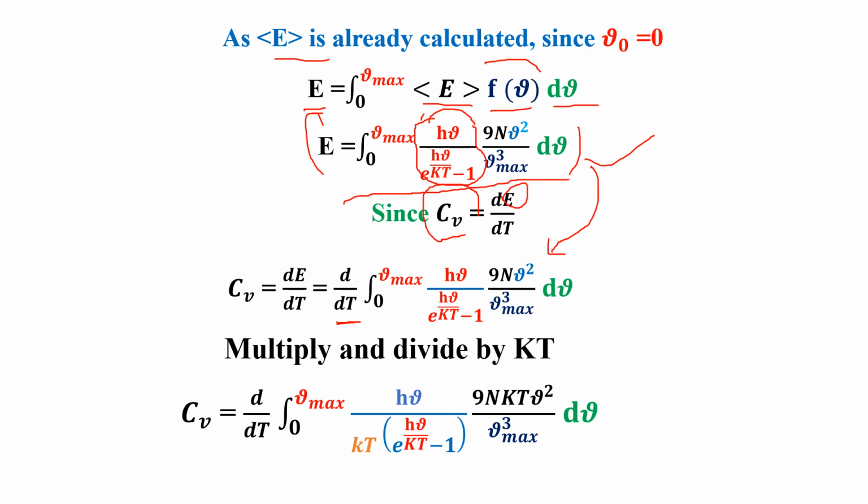So next, in the above equation, you have to multiply and divide by kT. K is Boltzmann constant, T is temperature. So in this equation, you have to multiply and divide by kT. So here you can see I have used the kT. kT is appearing in the denominator and also in the numerator. So multiplying and dividing by kT, you will be getting kT in both the numerator and denominator.